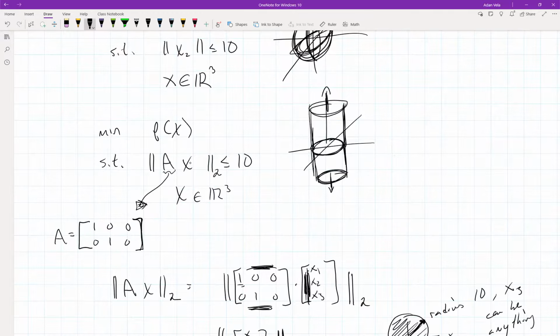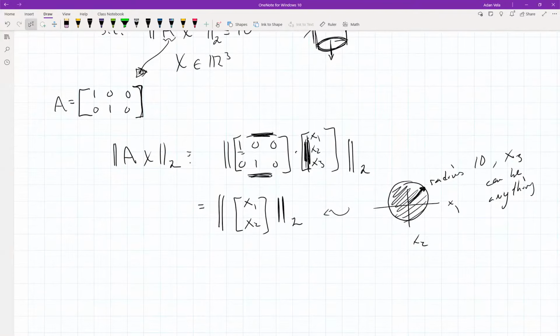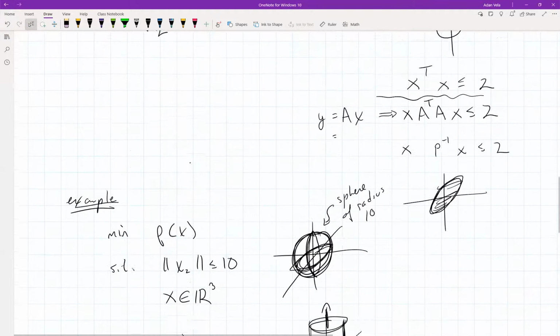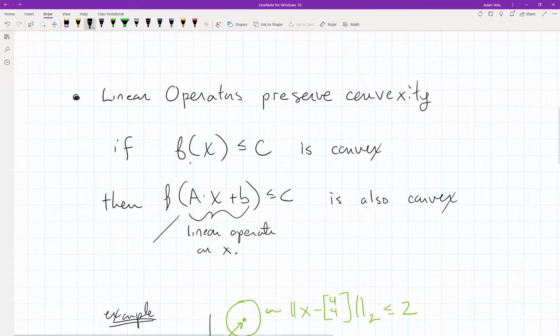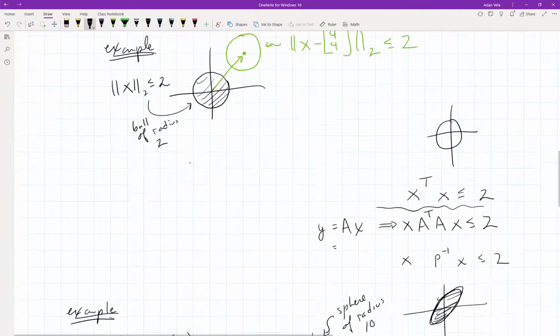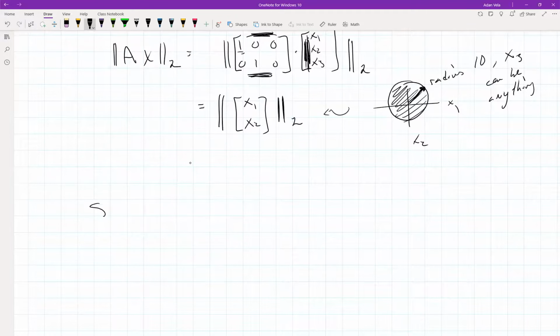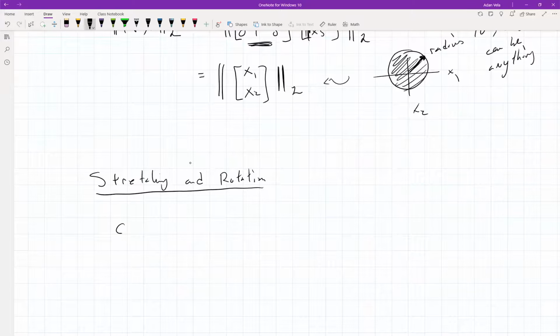So again, I'm going to repeat another idea that we harped on, of how we can use these linear operators. This is a linear operator on X, and it will preserve convexity. So we can do down selecting of specific dimensions. And as we discussed, we can do stretching and rotation. We saw ourselves make ellipsoids, but you can do the same thing with the L1 norm.